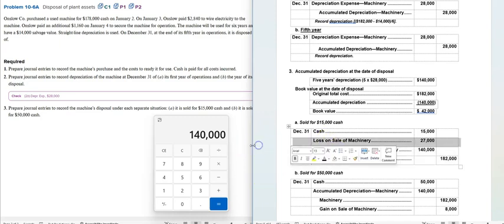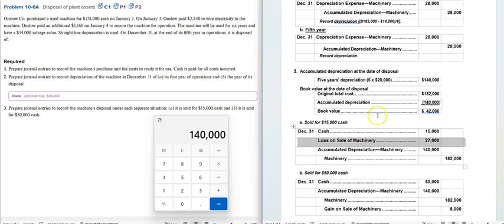If we stop and think about what's happened here, we have an asset that is worth $42,000 in our general ledger, has a $42,000 book value. We are selling it for $15,000 in cash. We are taking a loss on this sale. Losses are just like expenses. They both cause our income to go down. They both have debit balances. So to record a loss, I'm going to record it just like an expense. Debit it to increase it.